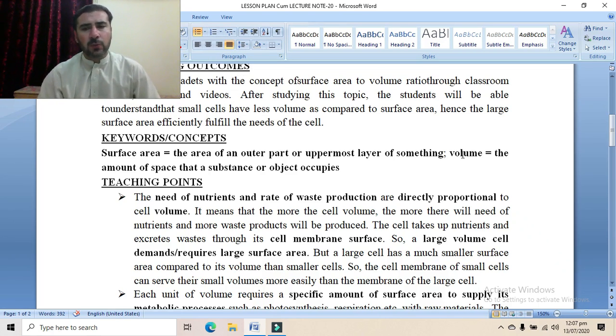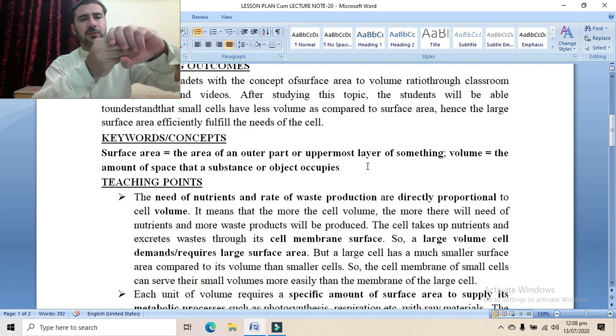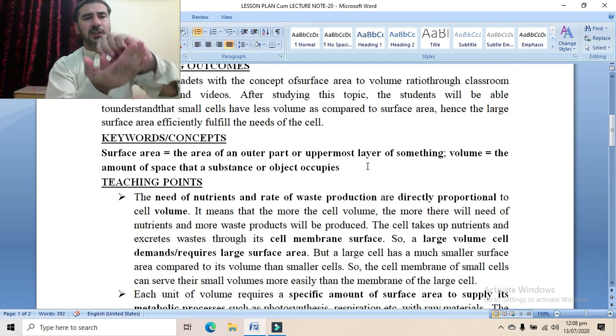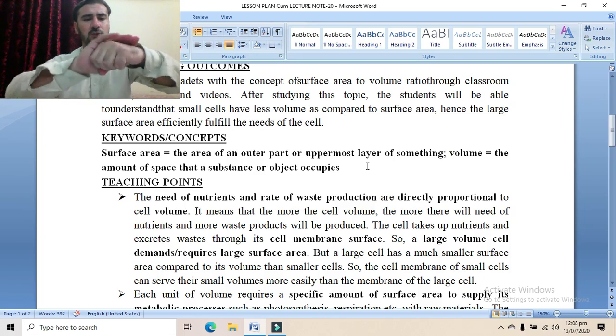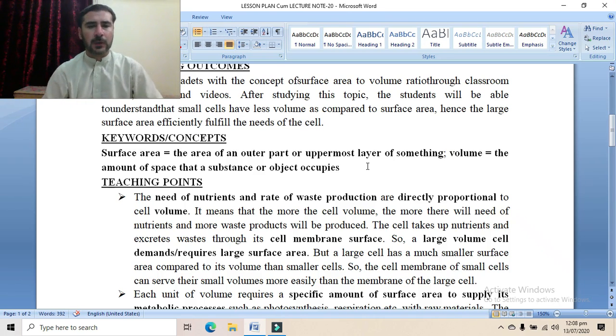Now what is volume? This is the second important concept you have to understand. Volume is the amount of space that a substance or object occupies. Volume is basically the space, this space. Suppose this is the whole cell, so this is the surface area, and this is the internal area which is occupied by this cell. So this is the volume. This whole internal area is the volume.